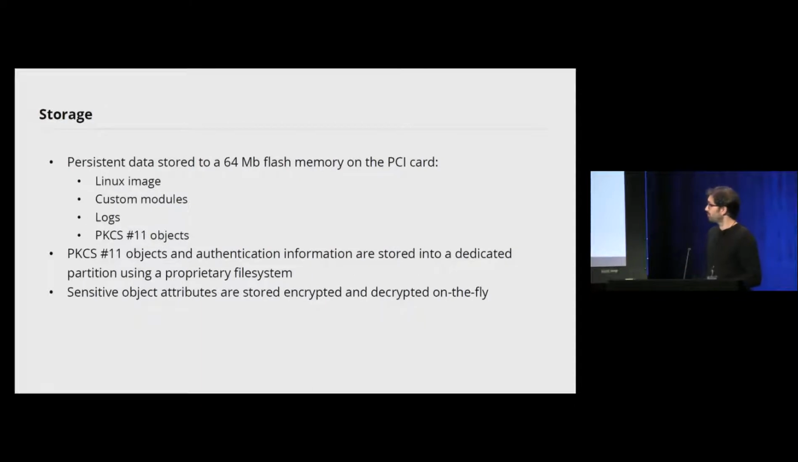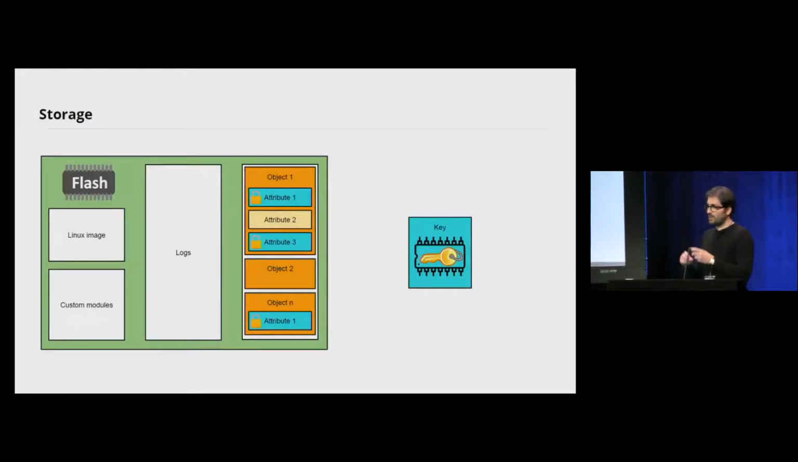Let's see that later. We then wanted to understand how sensitive data and cryptographic objects were stored on this device. All the persistent data is stored in a flash memory on the PCI card. What interests us is the PKCS11 objects. They are stored in a single dedicated partition that uses a proprietary file system. All the objects are stored in plain text on that partition, but all the sensitive attributes are encrypted using a key, which is external to the flash. It is located in another component on the right.